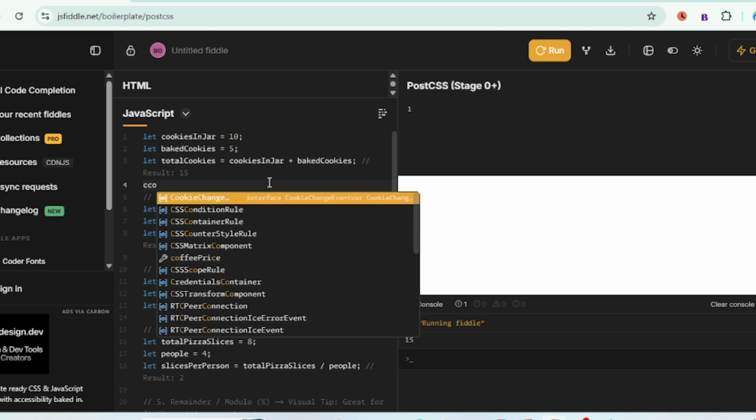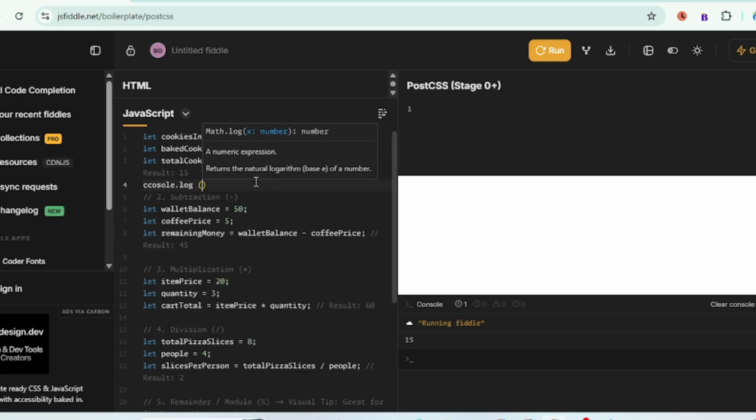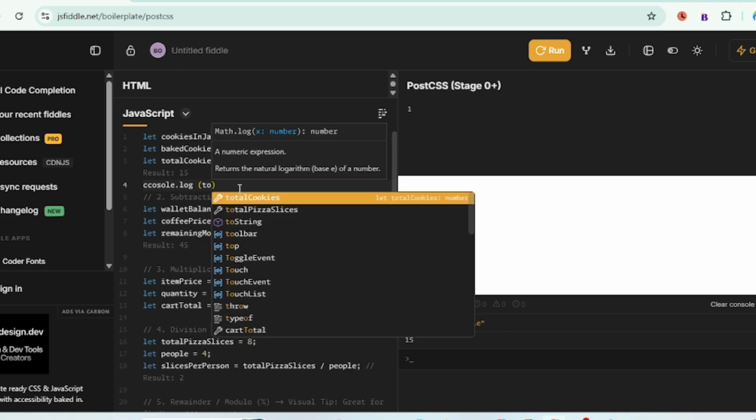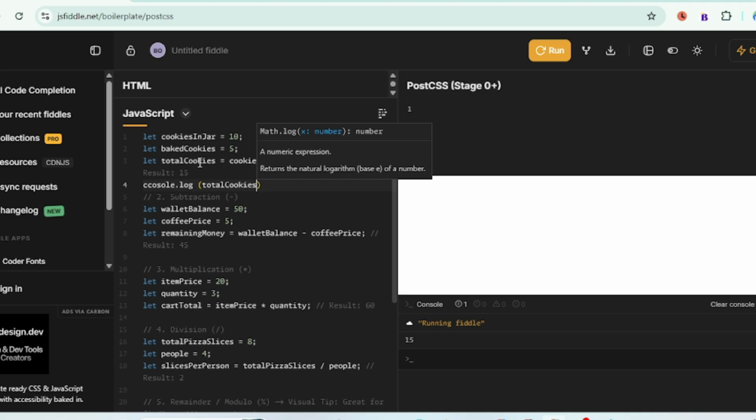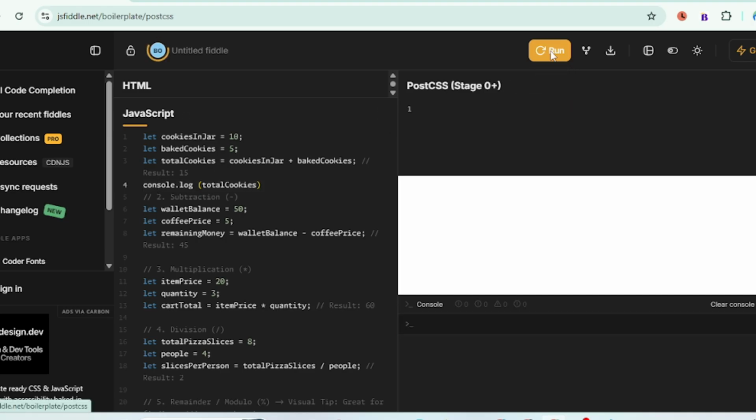So like in the last lesson, we console.log. That means we console.log and we put in the value of the total cookies, meaning what we declared here, and we run it. 15. Yes, so basically it gave us 15, because 10 plus 5 is 15.